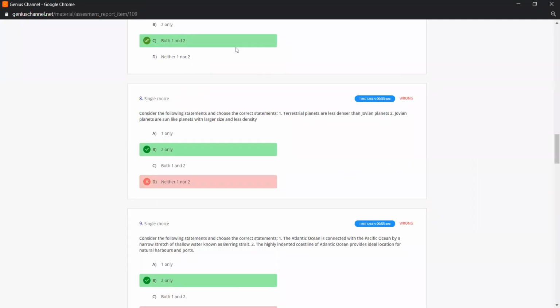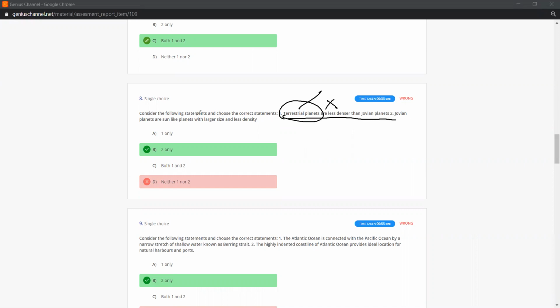This statement, I have to correct the answer. Terrestrial planets are less dense than the Jovian. This is wrong. Terrestrial planets are denser than Jovian. Density is more for the terrestrial planets and it is less for the Jovian. Jovian planets are Jupiter-like, not sun-like. Sun should be, both are correct. This is not correct.